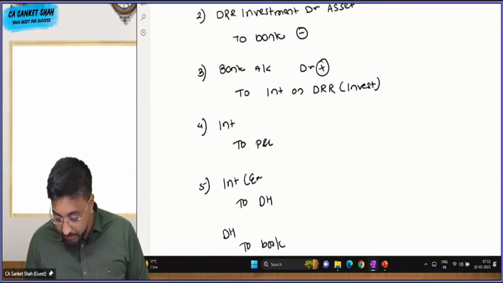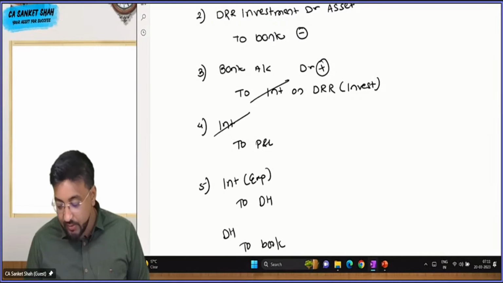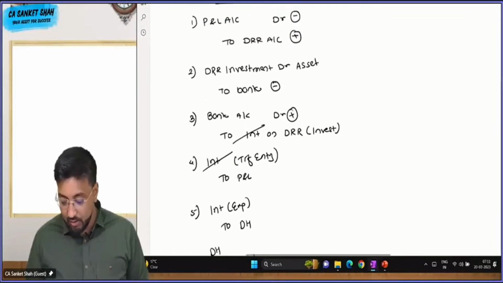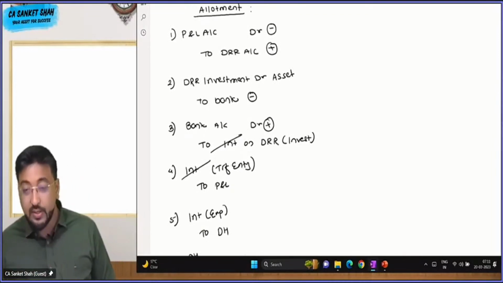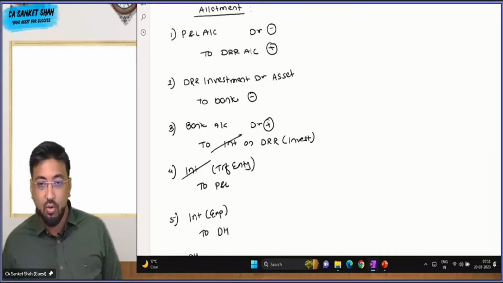Interest is our expenditure. Here interest will get cancelled. This is a transfer entry. Chalo, write down all these 5 entries at the time of allotment. So you remember all these entries beta. चलो जल्दी से मुझे बताओ.